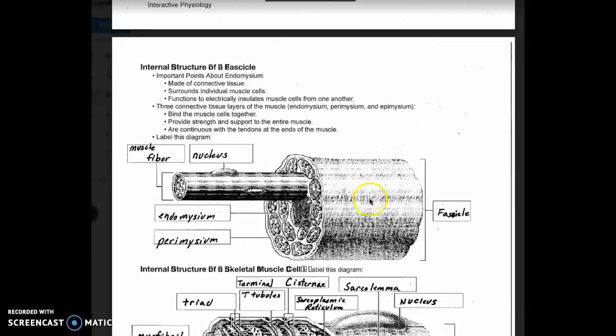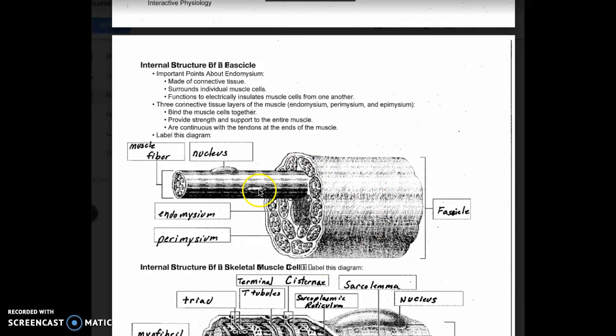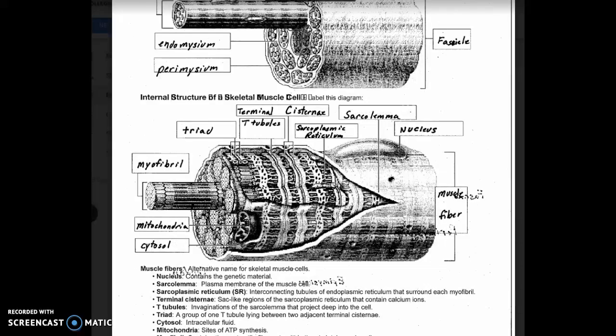So here we have a fascicle, and we know we have a fascicle because we don't see tendon, and we have muscle fibers with their nuclei on them. Surrounding the muscle fibers, which are also known as muscle cells, is endomysium. And surrounding the fascicle, again, is perimysium. Now we're going to look into the muscle fiber itself.